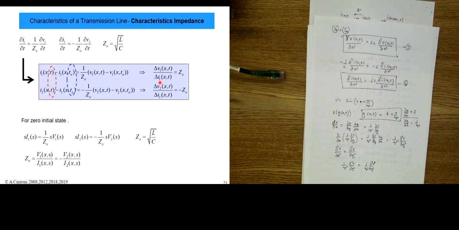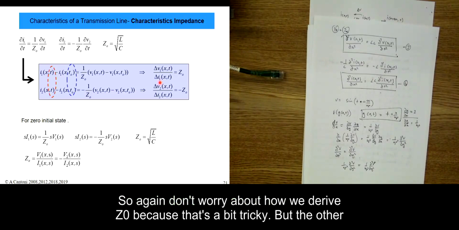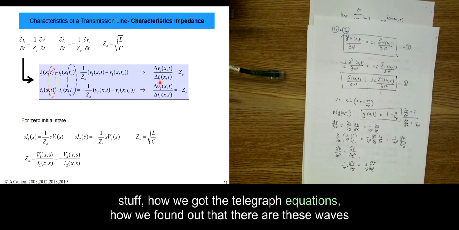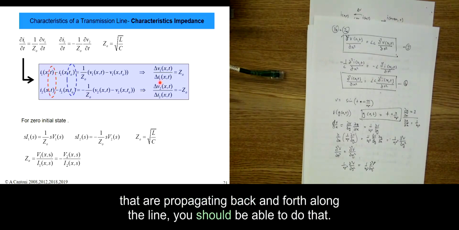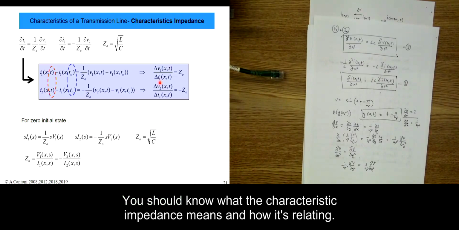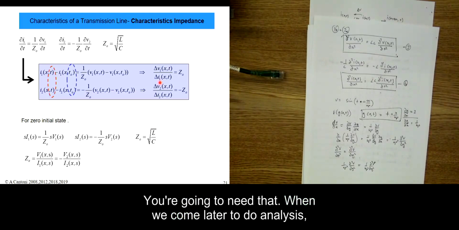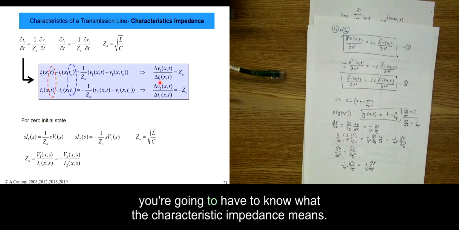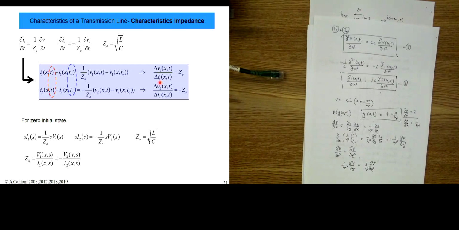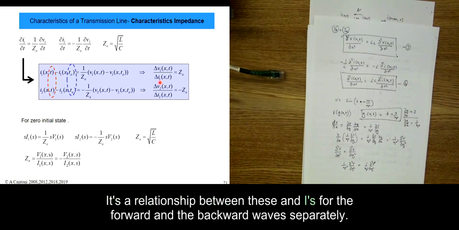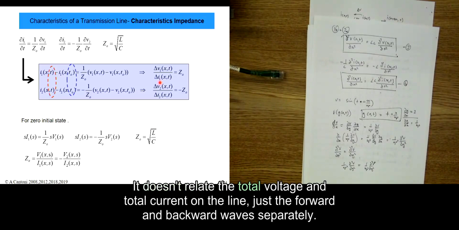Any questions on that? So again, don't worry about how we derive Z0, because that's a bit tricky, okay? But the other stuff, how we got the telegrapher's equations, how we found out that there are these waves propagating back and forth along the line, you should be able to do that. You should know what the characteristic impedance means and how it's relating. When we come later to do analysis, you're going to need that. It's a relationship between V's and I's for the forward and the backward waves separately. It doesn't relate the total voltage and total current on the line, just the forward and backward waves separately.